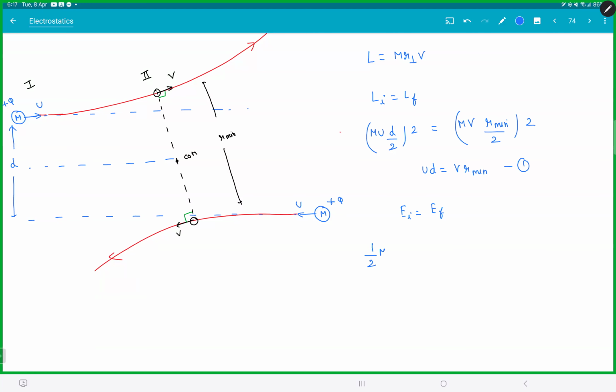Initial kinetic energy is half m u square into 2 times. Potential energy is 0 because they're very far. Finally, the kinetic energy is half m v square into 2 times, plus k q square by the minimum distance between them, r minimum. Take that v and substitute here. This will be m u square and this will be m u square d square by r minimum square. Numbers are given, you can solve this. Solve this, you'll get r minimum from here.